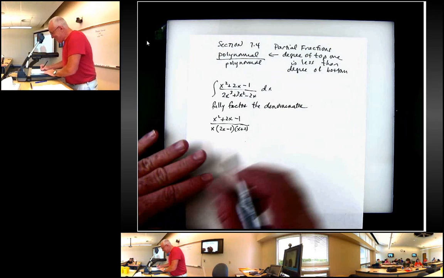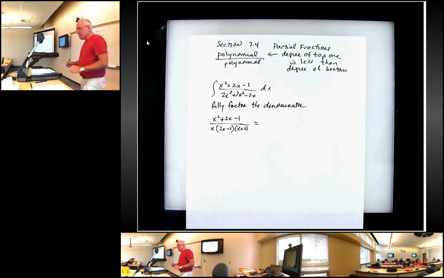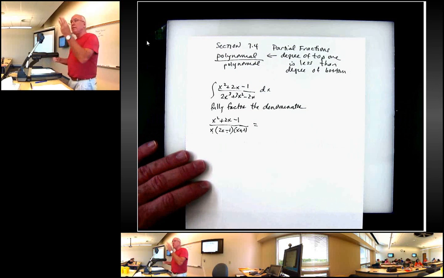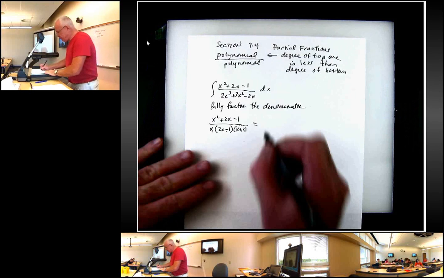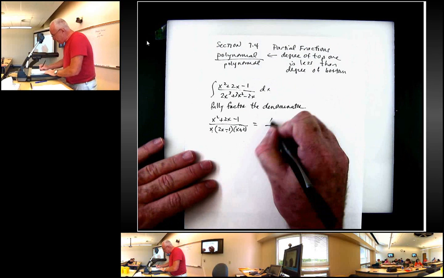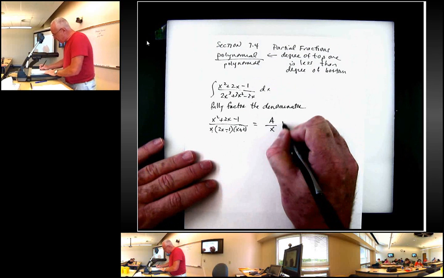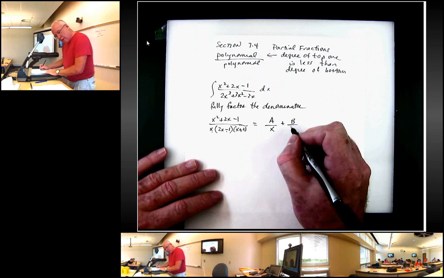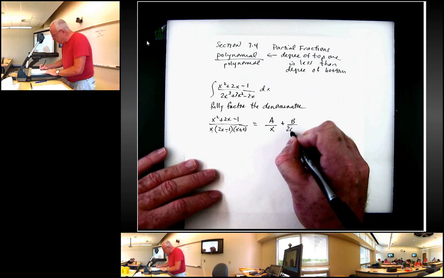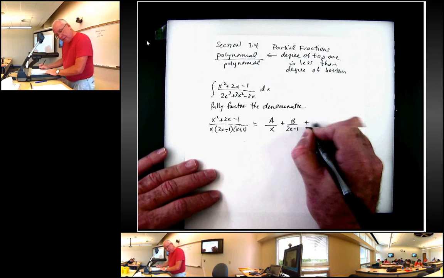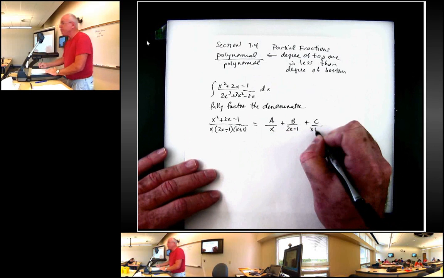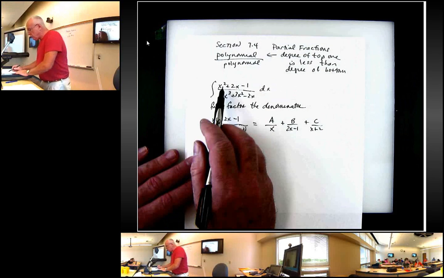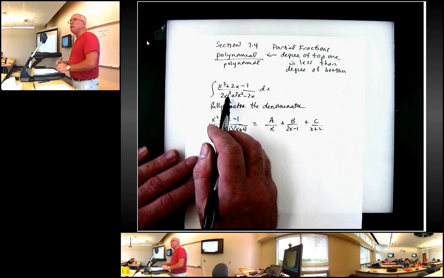All right. Now, what we do with this, and notice here we have 1, 2, 3 factors here. We're going to divide it up into 3 fractions. So each denominator is going to have one of the factors. So I have A over x, that's our first factor, B over 2x minus 1, plus C over x plus 2. We're going to be breaking this thing up. Notice also that the degree of the top is smaller than the degree of the bottom.